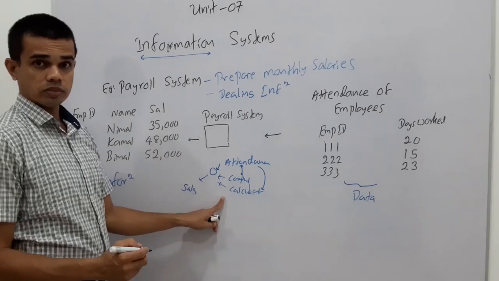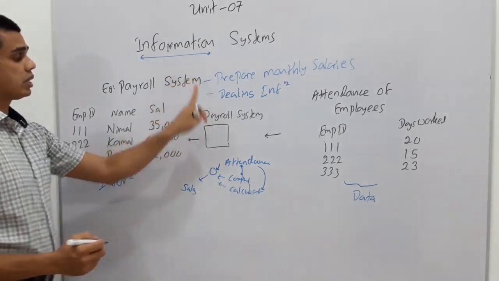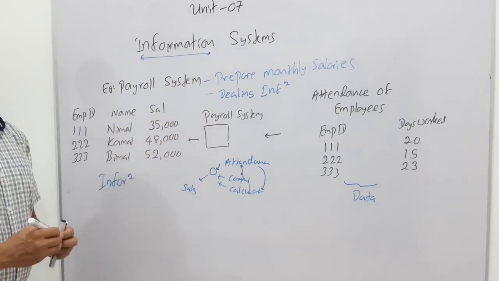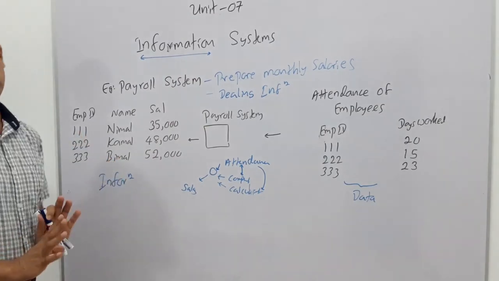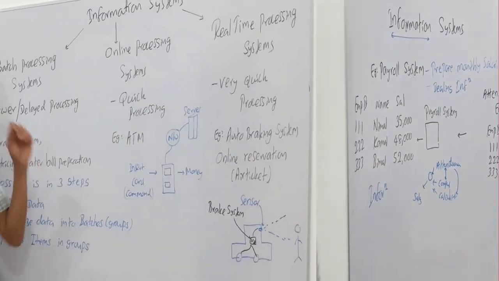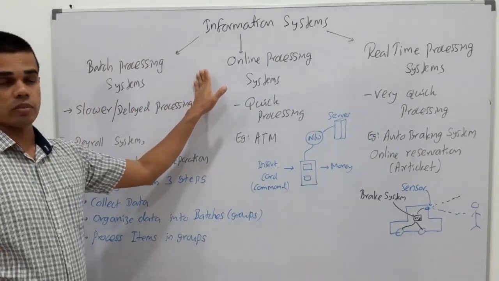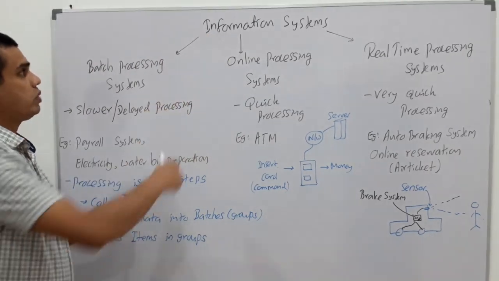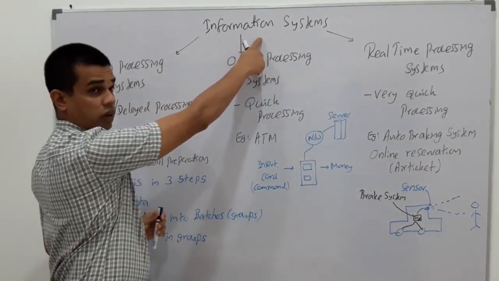So this is a system. Since it is working with information, this is called an information system. So I think you are clear with the information system concept. Next, the other concept. Once you go for the information system, we know what it is.